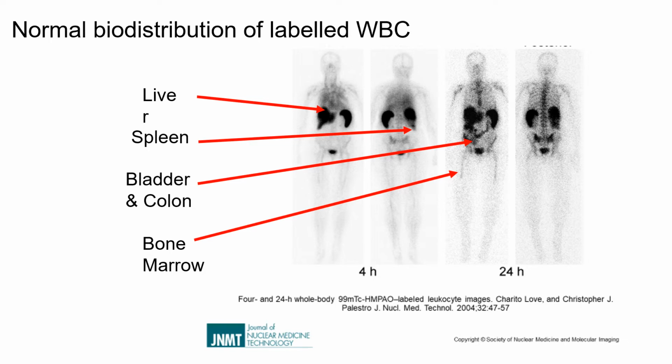The normal biodistribution of labeled white blood cells is liver, spleen, bladder, colon and bone marrow. So you have to know what is the normal biodistribution before you can evaluate abnormal biodistribution. Please note that we also always do a 24-hour scan, so you have to inject quite a substantial dose of radiopharmaceutical or labeled white blood cells so that you can do an image at 4 hours and still be able to image at 24 hours. The difference in biodistribution between 4 and 24 hours does give you a clinical indication of the type of infection.